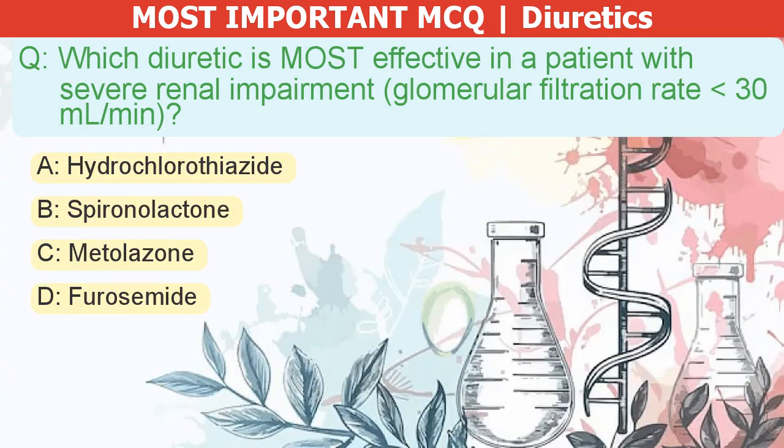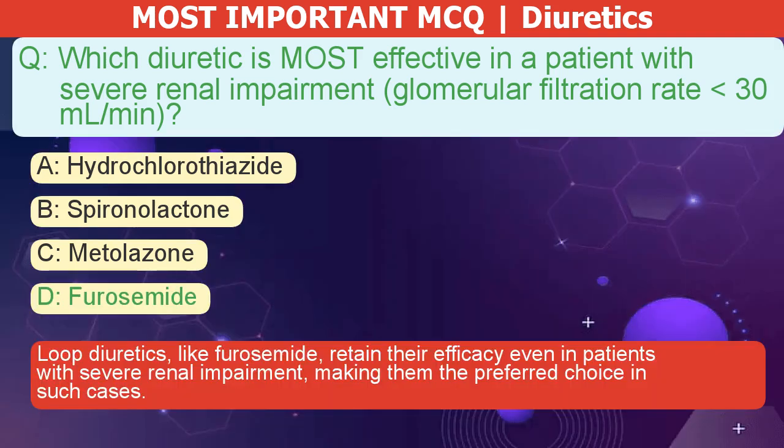Which diuretic is most effective in a patient with severe renal impairment, glomerular filtration rate less than 30? A. Hydrochlorothiazide. B. Spironolactone. C. Metolazone. D. Furosemide. The correct answer is D. Loop diuretics, like furosemide, retain their efficacy even in patients with severe renal impairment, making them the preferred choice in such cases.